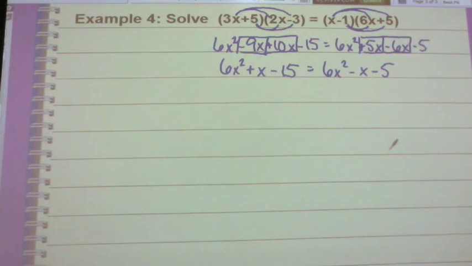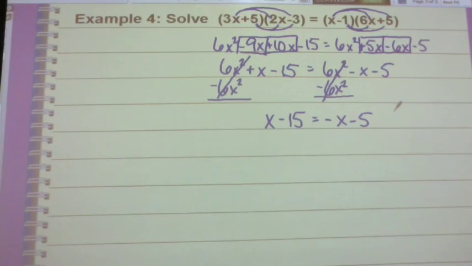Okay, then we want to combine to solve, we want to get like terms together, so I'm going to move the 6x squared, this 6x squared, over to this side. The opposite of addition is subtraction. And I don't want to put this 6x squared with the x. It has to be like terms, okay? So it has to match up with the x squared. Well, 6x squared minus 6x squared is 0, so those cancel. And they also cancel over here. Then I'm left with a new equation, x minus 15 equals negative x minus 5.